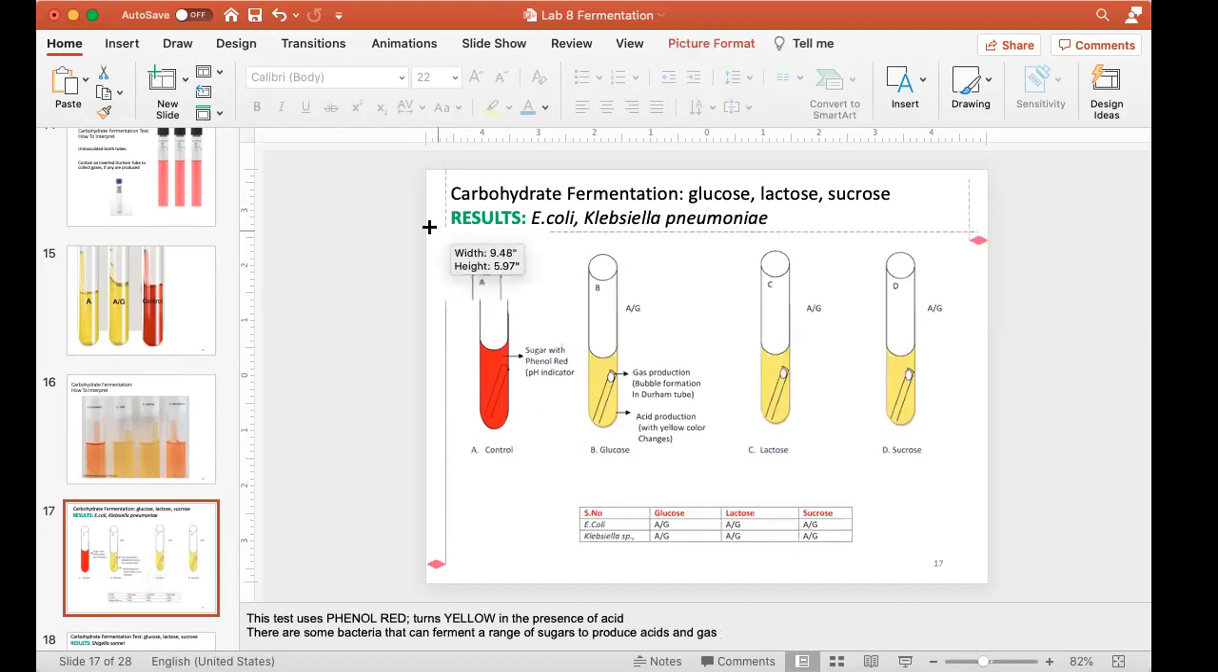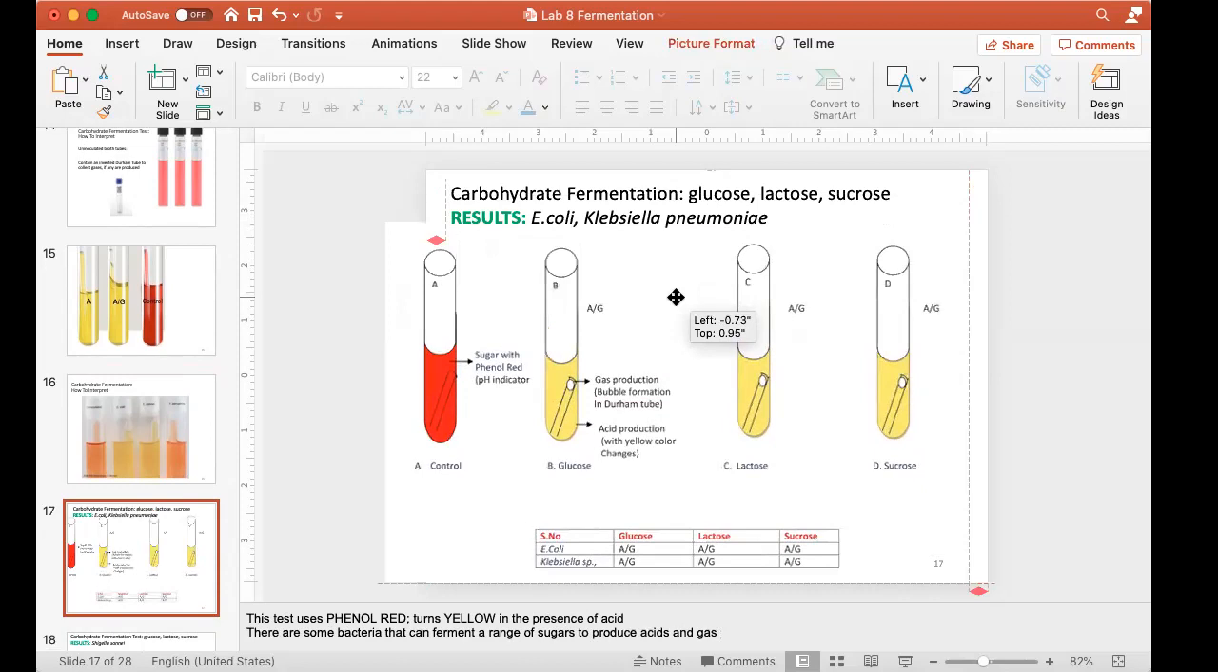Okay, so this is a comparison of carbohydrate fermentation test using glucose, lactose, and sucrose. So three different tests, three different tubes. Each tube has a different sugar in it. And we're going to compare E. coli and Klebsiella here. Here's the control tube. Here's what the media looked like before it was inoculated.